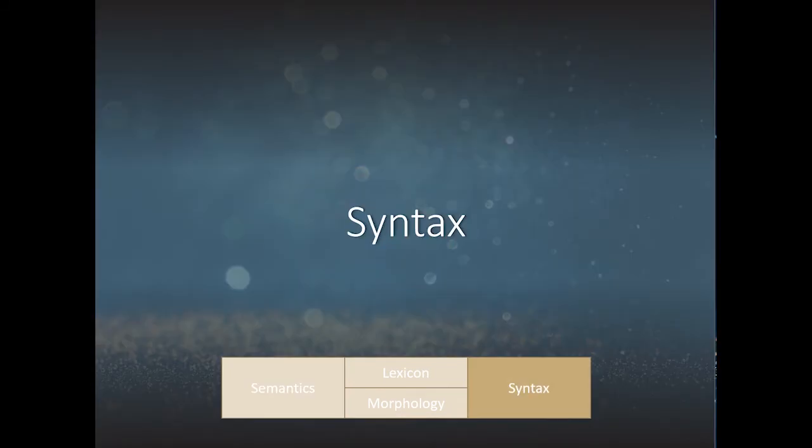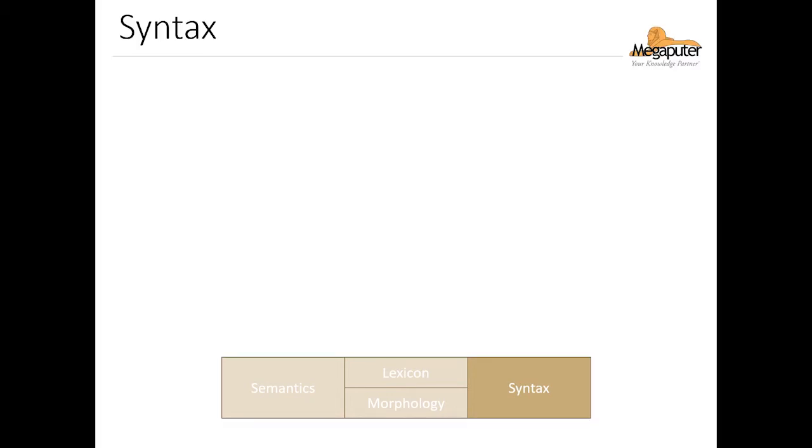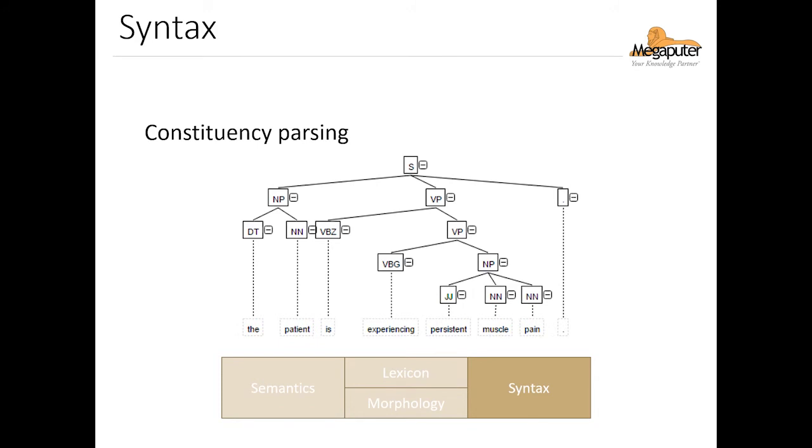So the next thing we're going to talk about is syntax, which is the sentence structure. It's basically how words are put together and their relationships with each other. So the first thing we can use to model a sentence structure is constituency parsing. This is based on current linguistic theory about how humans produce sentences. So let's look at an example of this. So in constituency parsing, we have hierarchically structured phrases or constituents. In other words, the parts that make up a sentence.